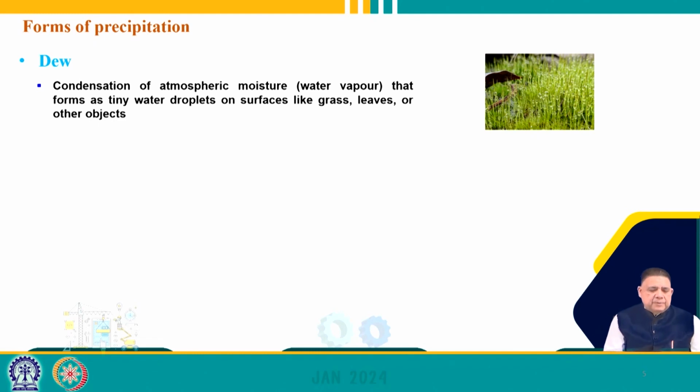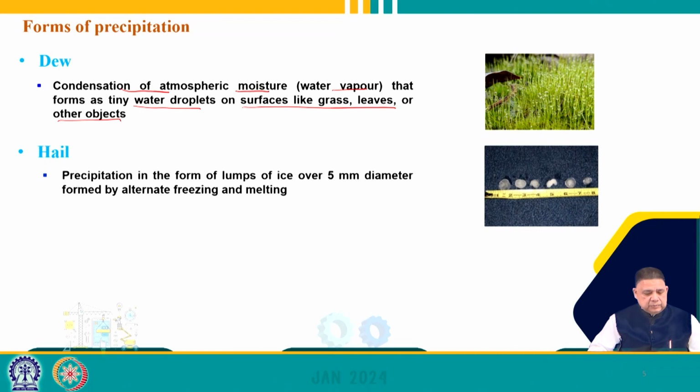The other form is dew, which occurs because of the condensation of atmospheric moisture or water vapor that forms as tiny droplets on surfaces like grass, leaves or other objects. So, basically in the winter evenings or mornings, we often find a lot of water droplets on different objects like grasses or leaves. This is nothing but dew.